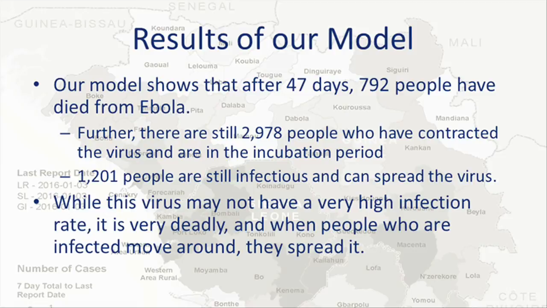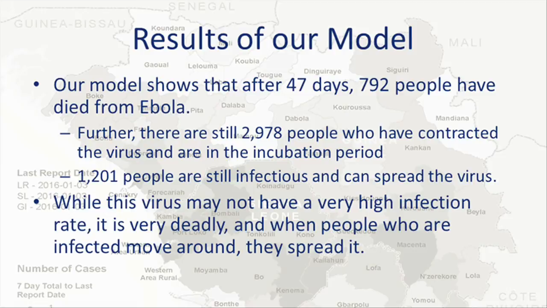So you can see out of a population of almost 7 million, already almost 800 people died, and thousands are infected and about to spread the disease. And so this virus doesn't have a very high infection rate. It's kind of hard to contract it because it's contracted through bodily fluids. It's not like it's airborne or anything. But once you have the virus, there's a very high chance that you will die.